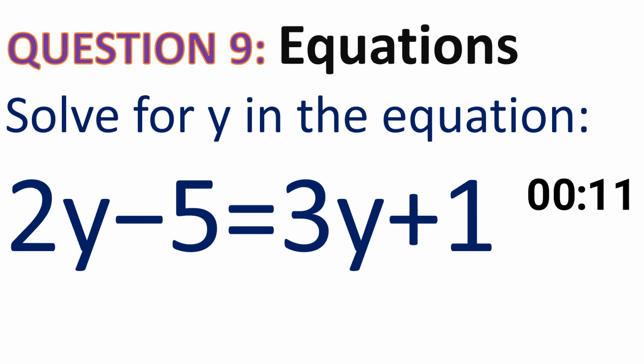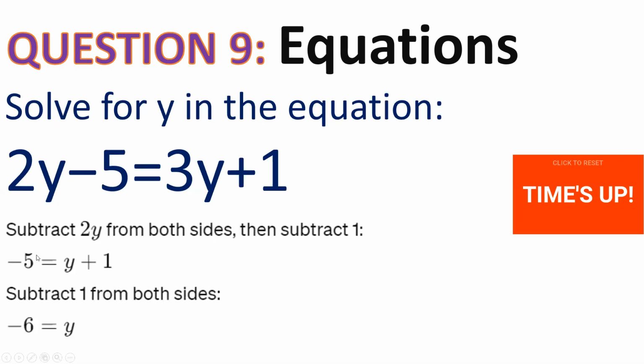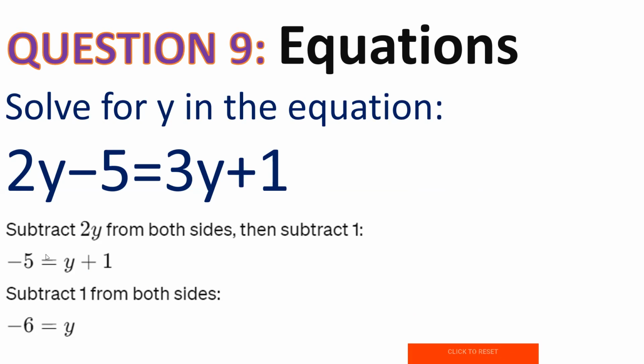Y equals something. Okay, let's see what we are going to get. Remember our methods in question 1. All right, time's up. So what we are going to do, first of all, subtract. First method: as you know, we have 2 different methods for this question.